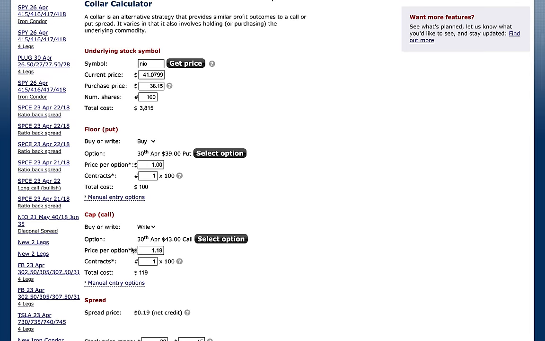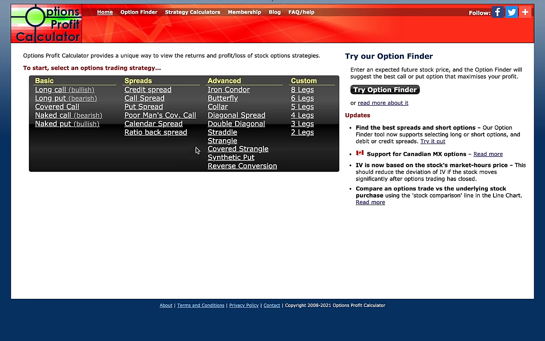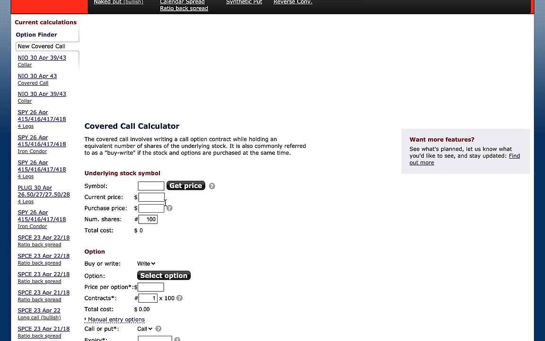Let's say we were to just sell the covered call. Let's compare it to that. So let's go over here to a different window and we'll go to the covered call, which they have here under basic. So we'll do the same thing here, but in this scenario, we're not going to buy our protective put. So NEO, and our average price is 38.15.